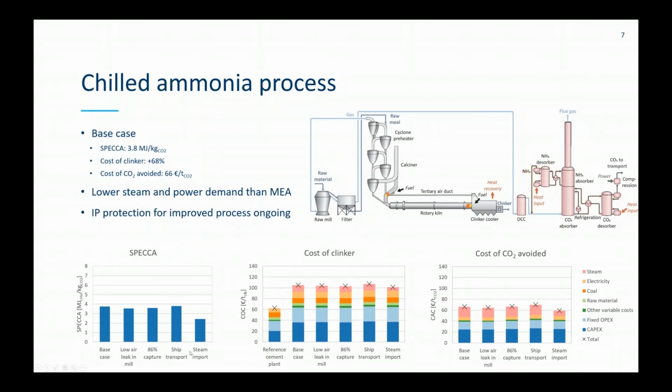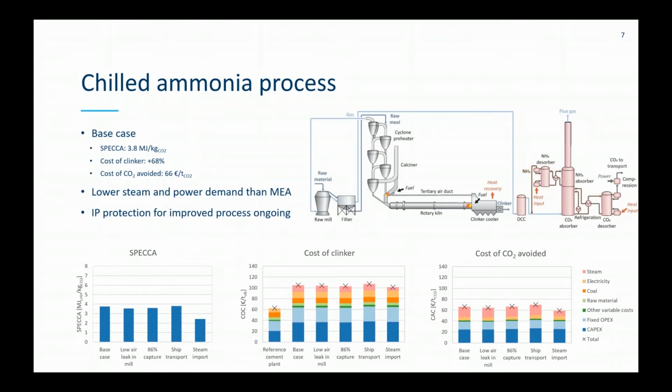And pointing out the steam import case here as well, we saw that the SPECA decreased quite a bit compared to the base case. But on the other hand, there was not as large a reduction in the cost parameters in the middle and the right bar diagrams here. And we noticed that the cost of steam does not make up such a large portion of the total costs when compared to the MEA, for example, as the capital costs, the dark blue parts here, are also quite an important factor.